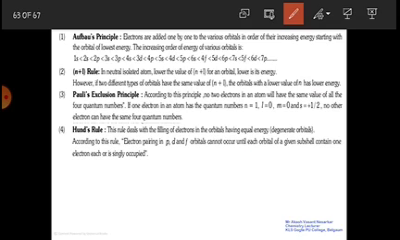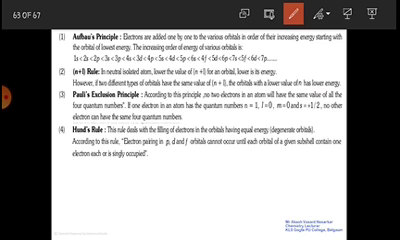Now next one, Pauli's exclusion principle. According to this principle, no two electrons in an atom will have the same value of all four quantum numbers. If one electron in an atom has the quantum numbers n equal to 1, l equal to 0, m equal to 0 and s equal to plus half, no other electron can have the same four quantum numbers. So simply, Pauli's exclusion principle says that no two electrons can have all the four quantum numbers the same.